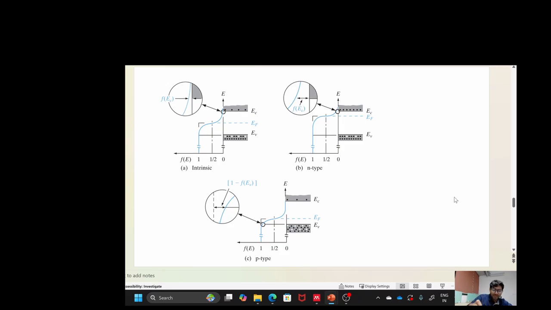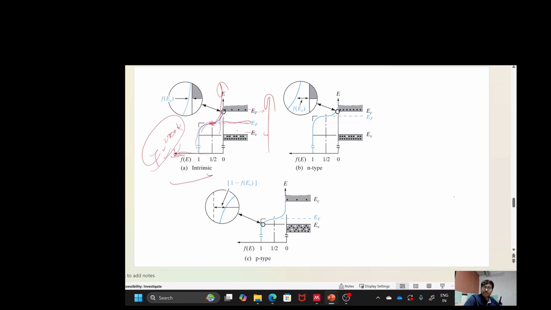Okay, let's go through this a bit. So this is the intrinsic semiconductor. This is the distribution, this is the energy, this is the conduction band, this is the valence band, and this is the energy profile. In between there will be a Fermi level. At some temperature T, let us say 200 Kelvin, the Fermi distribution will look like this.